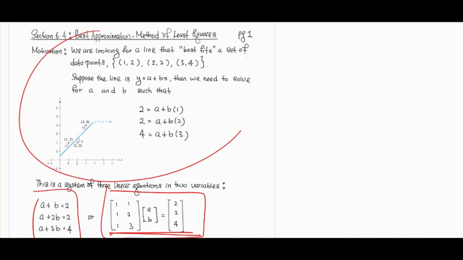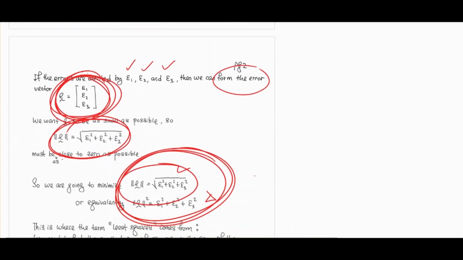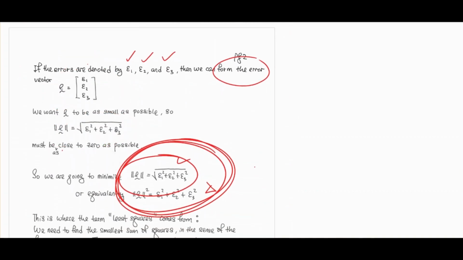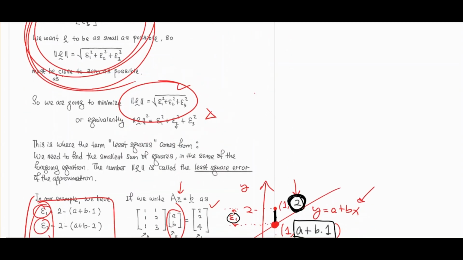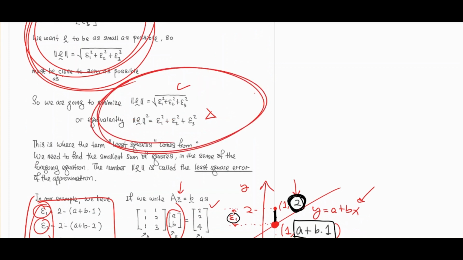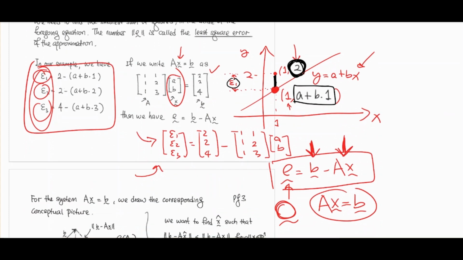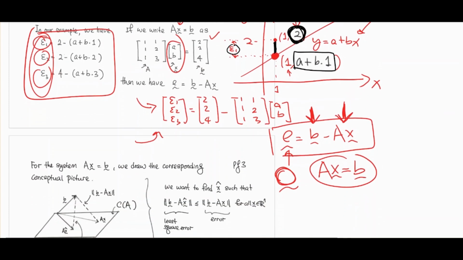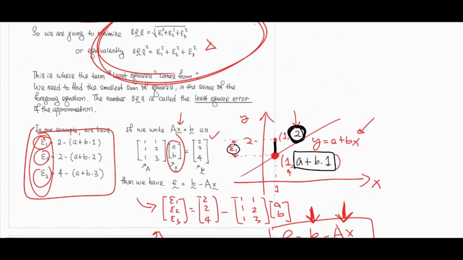So we have a question like this, okay? We want to find a, b, and we want it to be very precise. So we say that this is our so-called error vector, and our objective is to minimize this, okay? It turns out our error vector is B minus AX, and if our error vector is non-zero, then your system is inconsistent, okay? So this is the setup.